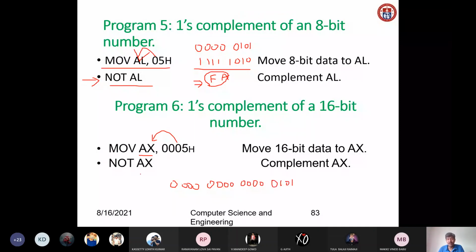Now we are taking the NOT. So NOT means 1111 1111, again 1111 1010. This is actually F, again F, F, A. That is, the ones complement of 5, that is 0005, is FFFA.